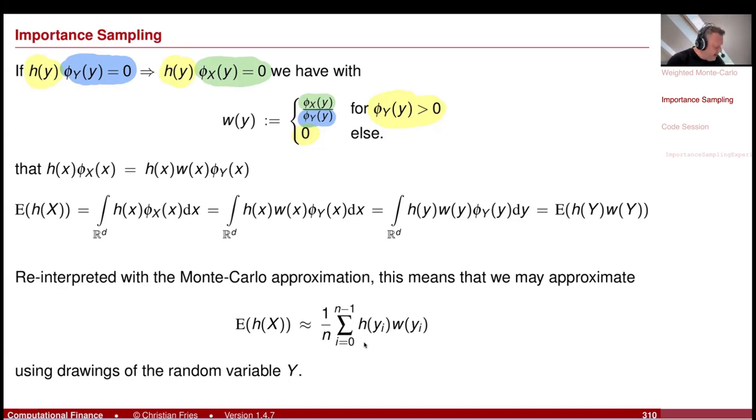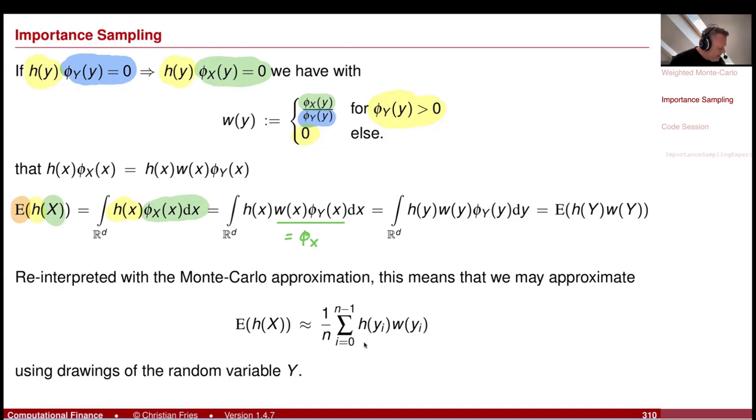So in that case, I can now express the expectation of my function h applied to the random variable x. This is the one that I really would like to calculate. I can express that as the integral h of x phi x dx. Now I can replace the phi x dx by w times phi y. Actually, not always, but whenever h times w times phi y is not zero, then this expression is equal to phi x. So I can replace that.